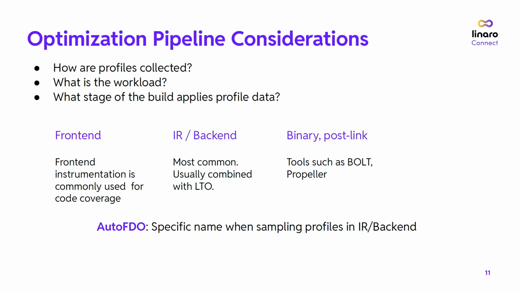Newer techniques like Bolt and Propeller take advantage of the fact that they can actually see the actual linked output and make changes to it. And as being the last tools that produce the binary, they can do more eager optimizations that extract the last bit of performance from the hardware. So in particular, like I mentioned, optimizing in the backend is the most common. AutoFDO is a specific name that is used to denote when sampling profiles are applied in the backend. And this is by far the most commonly used technique, and that's what we use in Android.